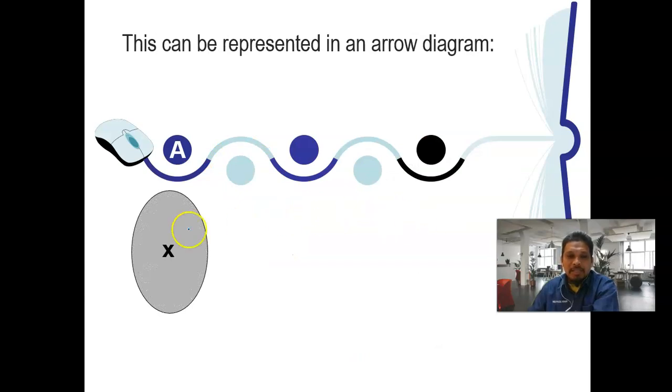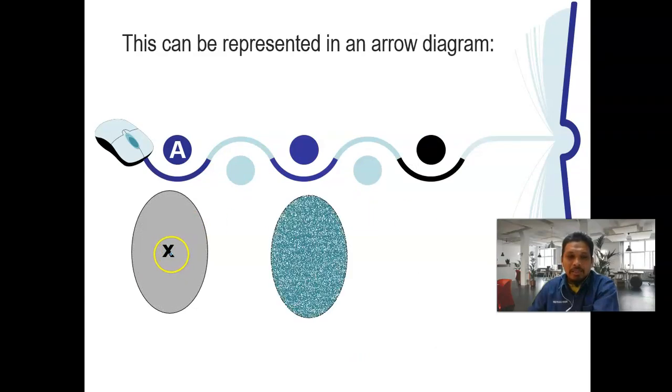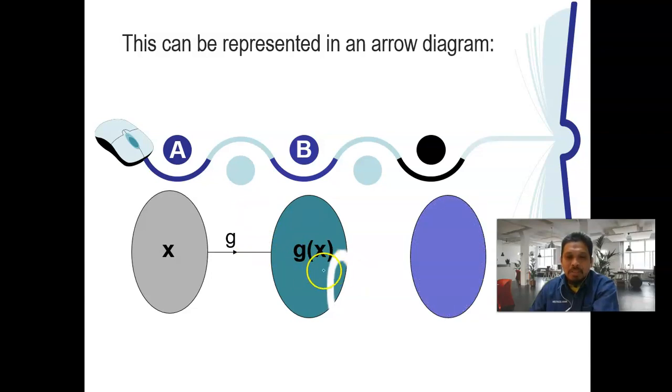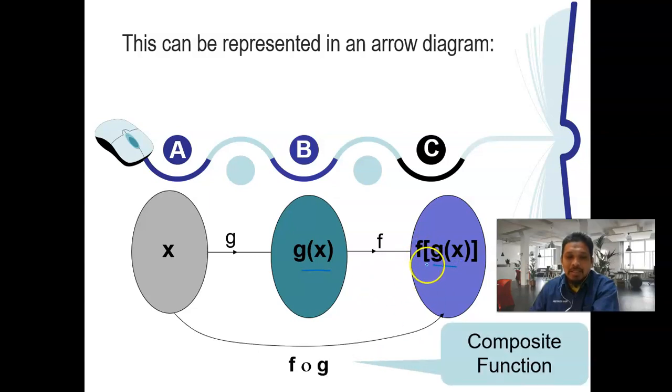So let's say there's an x in the domain. When we substitute it into the function g, we get the function g(x). And when we substitute g(x) into the function f, then we get fg(x). So class, the composite function here means we substitute the function g into the x of the function f.